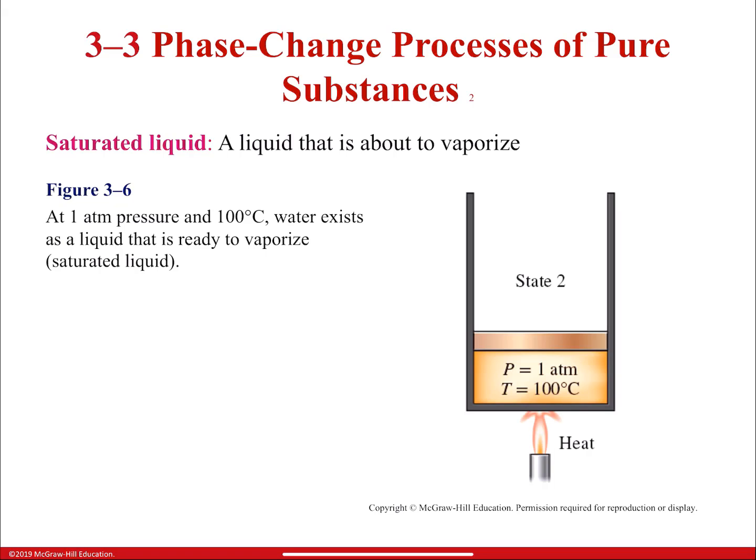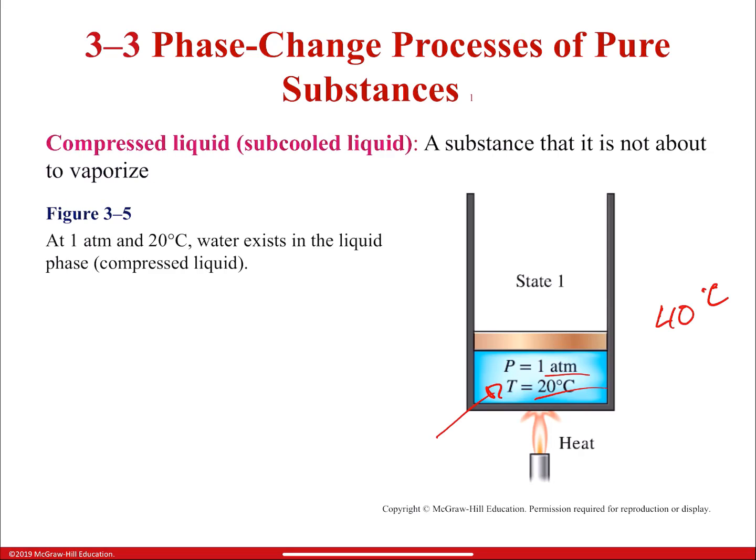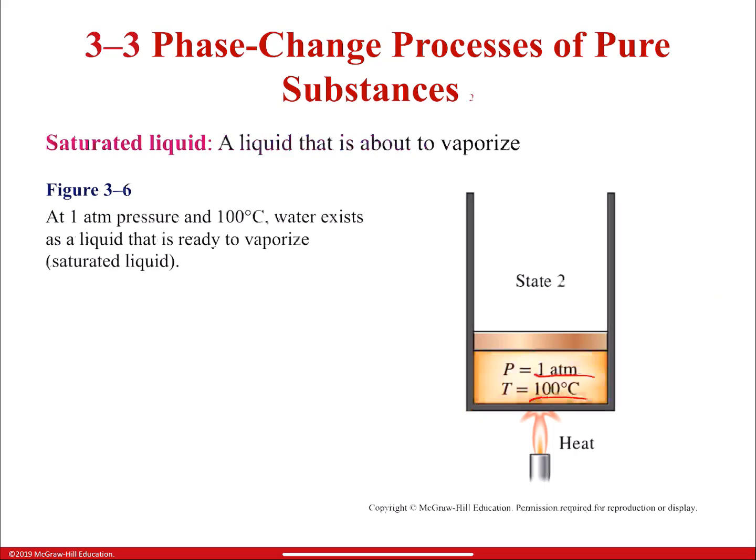The second one is what we call state number 2. That state number 2 is a saturated liquid, and it's defined as a liquid that is about to vaporize. We have the same pressure, 1 atm, but now the temperature has reached 100 Celsius. What's happening in this state is that the liquid is about to vaporize. In the previous one, we only had liquid, right? And then the heat was coming into the system, and then we are going to start seeing particles of vapor, and that's what happens.